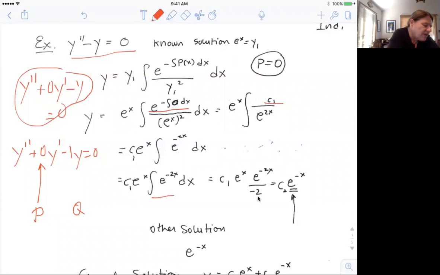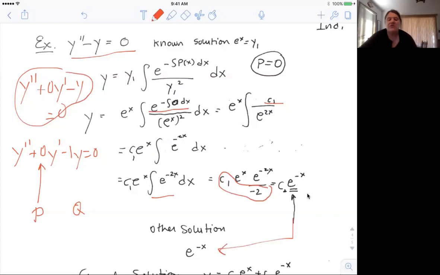And notice that is just a constant. C1 over minus 2 is just a constant. So I'll call it C2. It doesn't really matter what C2 is because the core of this thing is that. And guess what? That is my other linearly independent solution. That's my other one. So I got this formula.